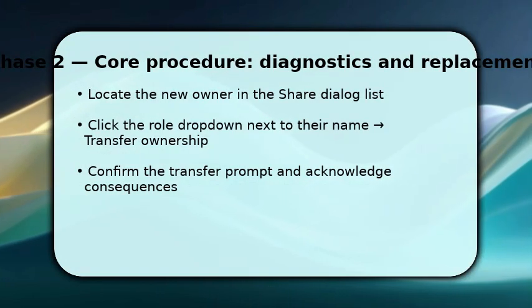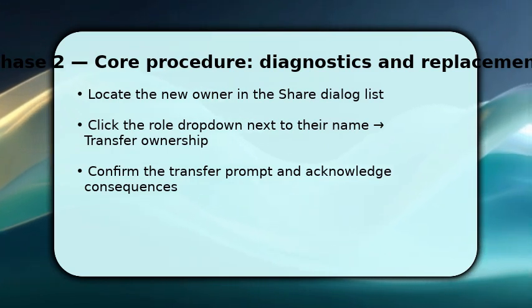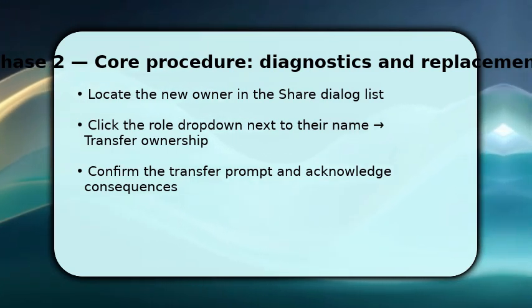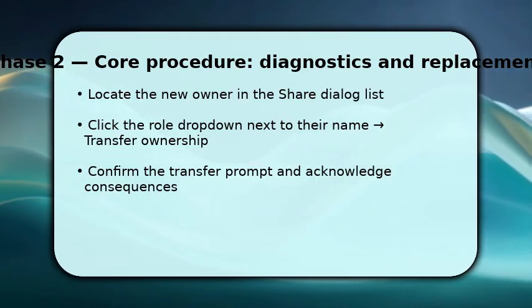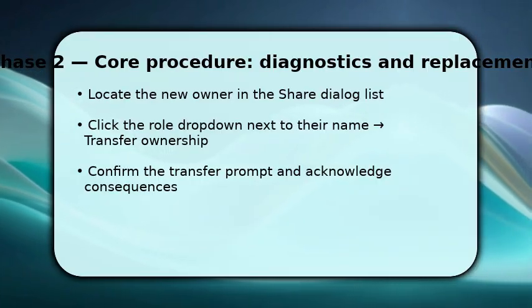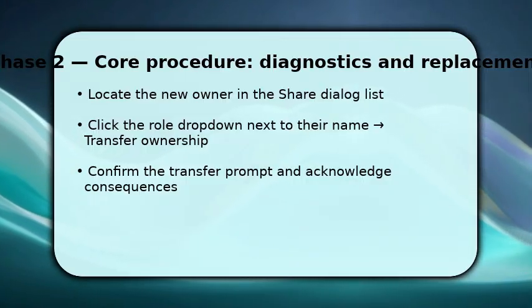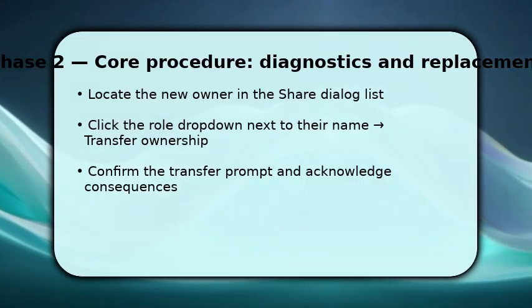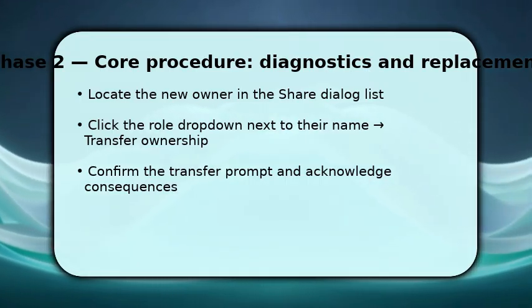Next, find the person you want to transfer to in the Share dialog and click the role drop-down beside their name. Choose Transfer Ownership. Google will show a prompt explaining permission and sharing changes. Read it. Once you confirm, the role flips from editor to owner, and you lose some controls. If you don't see Transfer Ownership, make sure the recipient is a Google account and your file is stored in My Drive rather than a shared drive or restricted folder.